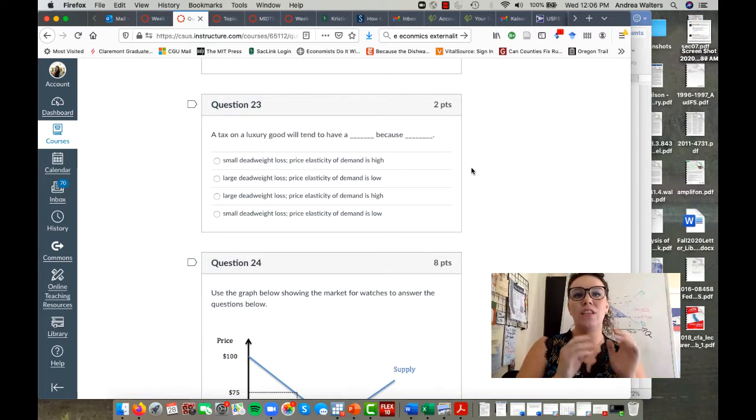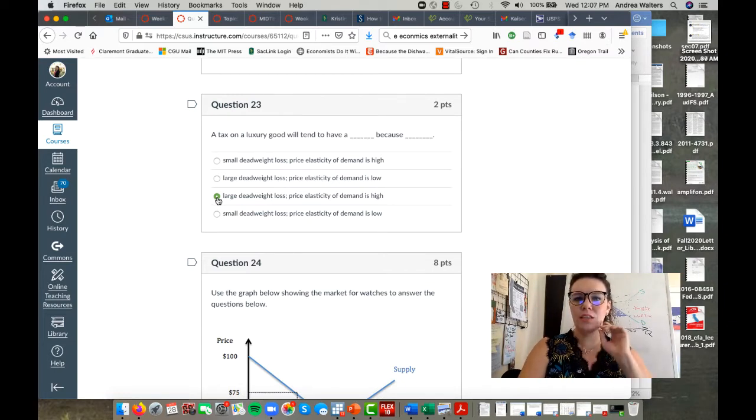So a tax on a luxury good is going to tend to have a large deadweight loss because the price elasticity of demand is high, right? We tax a luxury good, consumers select away from it, we see a greater decrease in the quantity consumed, and that's where that deadweight loss comes from. Does that kind of make sense?